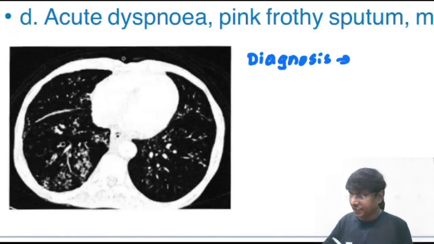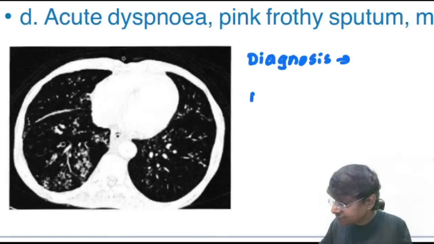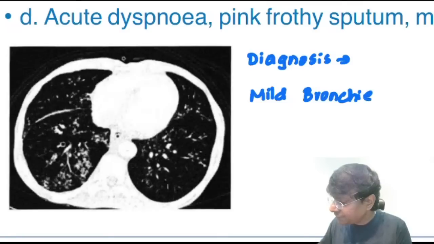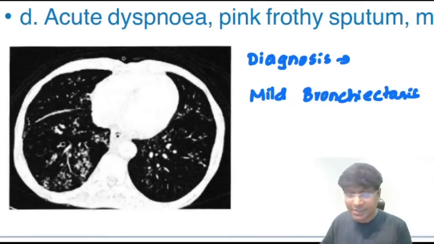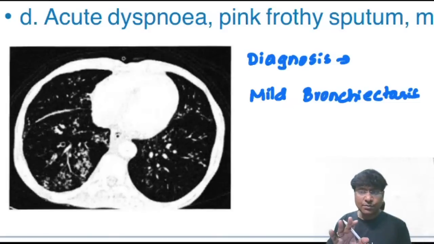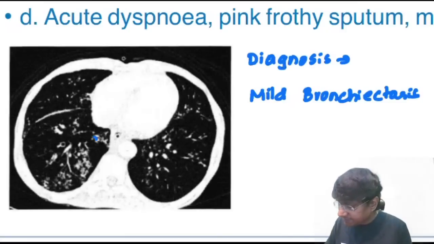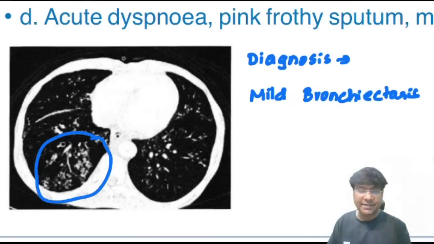Yes. Okay. Very good. So the patient is having mild bronchiectasis. And if you observe this particular area, what form of bronchiectasis is this patient having? So the patient is having this classical scattered tree in bud appearance, right?